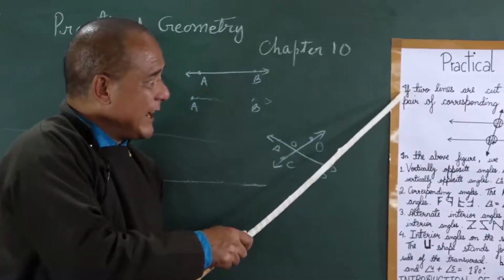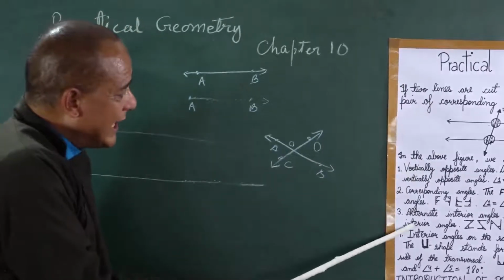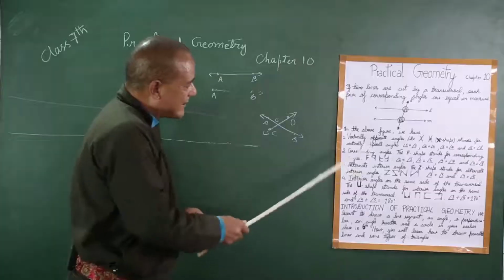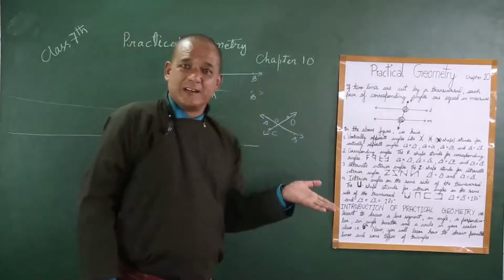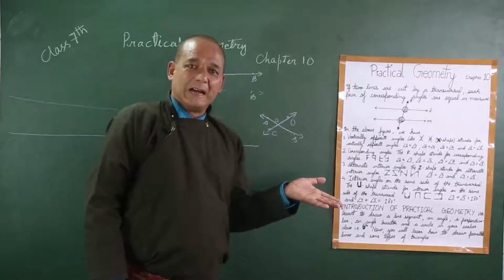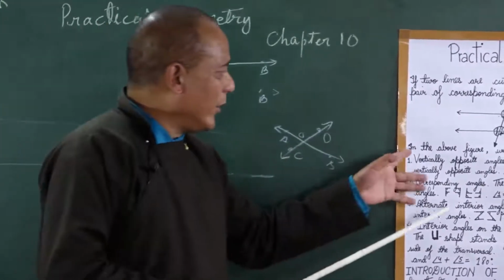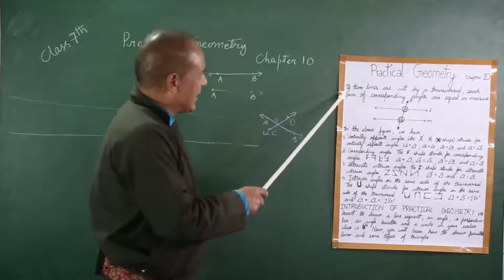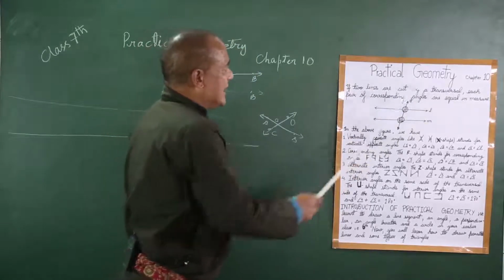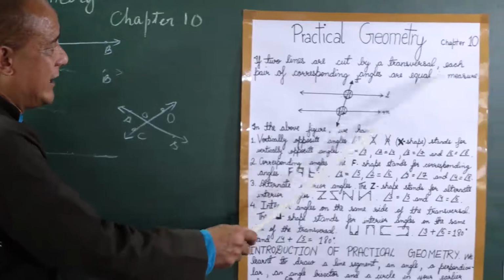This is also a theorem here. We have 1, 2, 3, 4, all these have one theorem each. The scope of this is very big. When you enlarge this one, see for example, if two lines are cut by a transversal, each pair of corresponding angles are equal in measure.